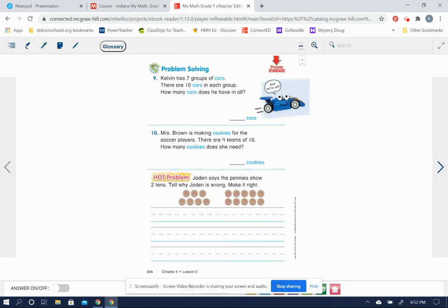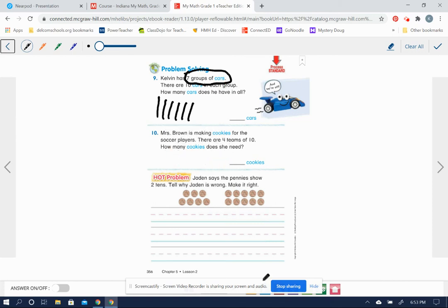And then you've got some story problems. So here, I'll read through the directions when you get to this slide, but I also want you to see that you can draw sticks of 10. If Kelvin has 7 groups of cars, there are 10 cars in each group, 10 cars. That means you can have a stick of 10, and we need 7 of them. 1, 2, 3, 4, 5, 6, 7. Now you can count by tens to find out how many cars there are. And you'll do the same thing for number 10 down here, okay? And then you won't see this on your slide. All right, very good.